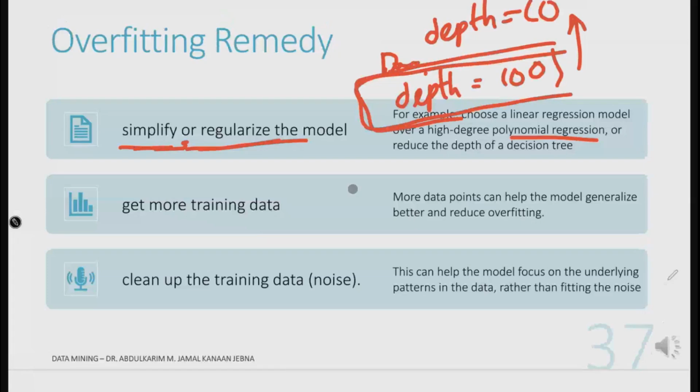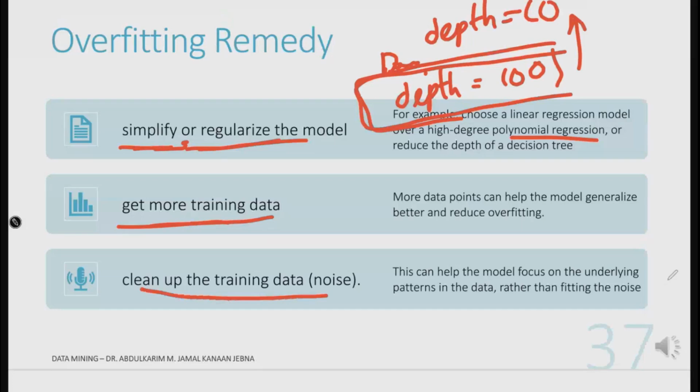Or maybe I change the algorithm. Maybe I'm using a neural network. A neural network is very powerful, and I have very limited data. Then I don't use a neural network. Maybe I go with simpler algorithms. Get more training data. As we said, a limited amount of data can end up with training overfitting, right? So you need to increase your amount of data. Go collect more data.